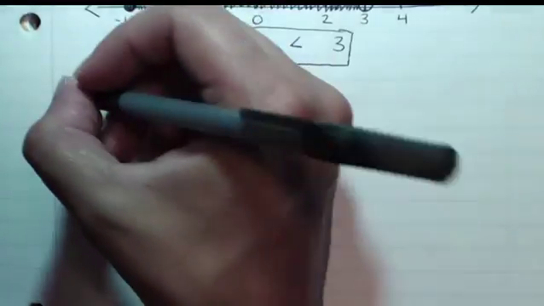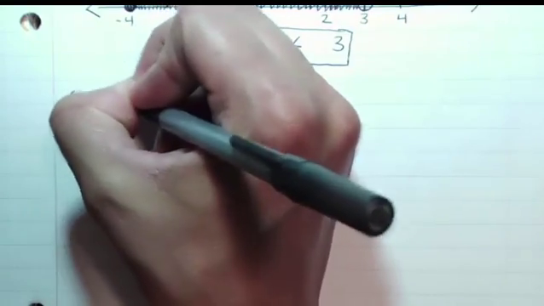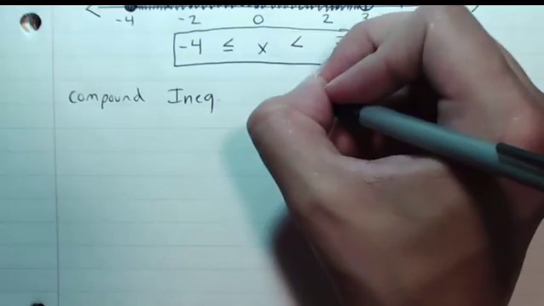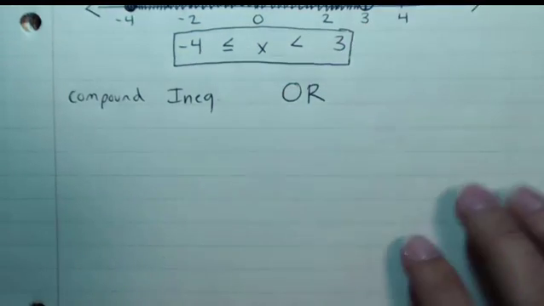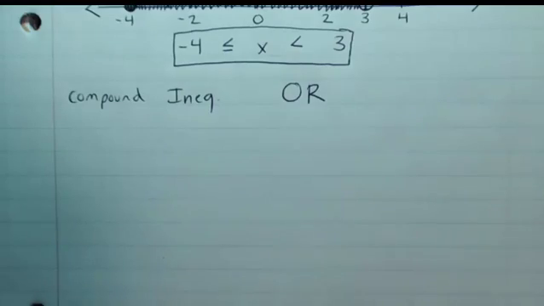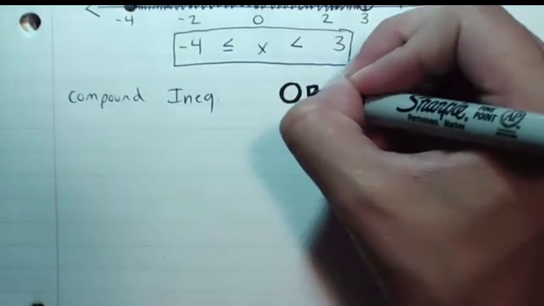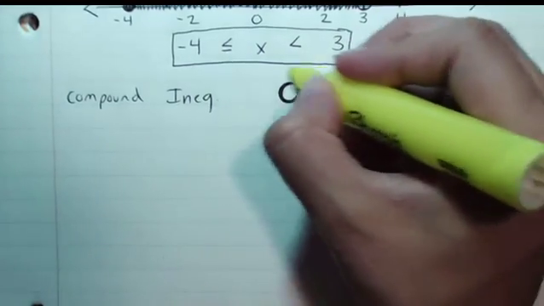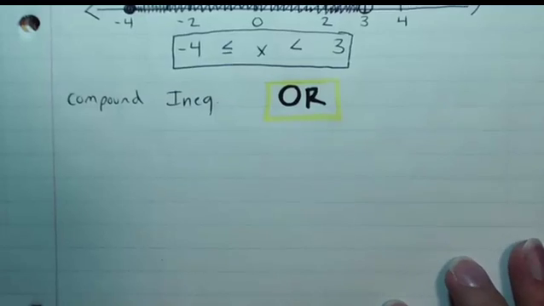The second type of compound inequality is with the word or. So we have and, or. Again, make that bold, highlight a box around it, whatever you need to do to see both. So let's look at a verbal description first.